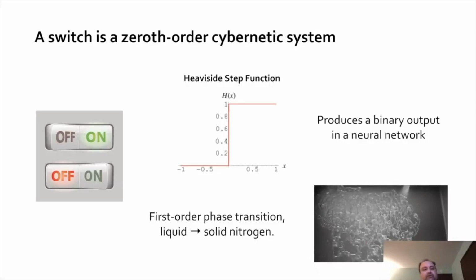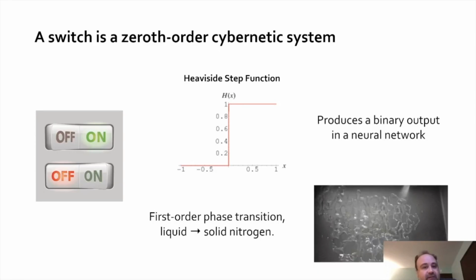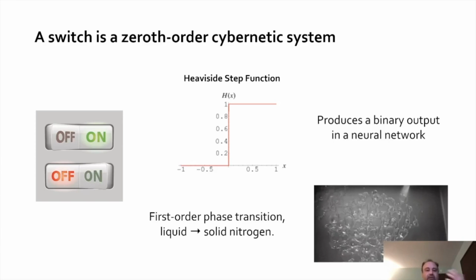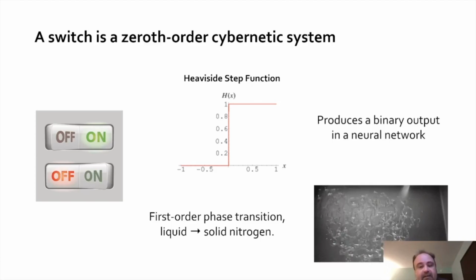When we talk about switching, we have to talk about the concept of the switch itself. A switch is essentially a zeroth order cybernetic system. When we think of cybernetics, we think of exquisite regulation and control, but in this case we just mean that there's a switch between two binary states and that it exists in time as a system.